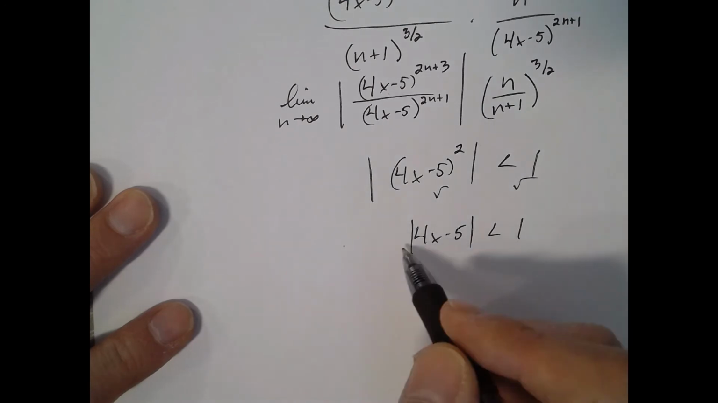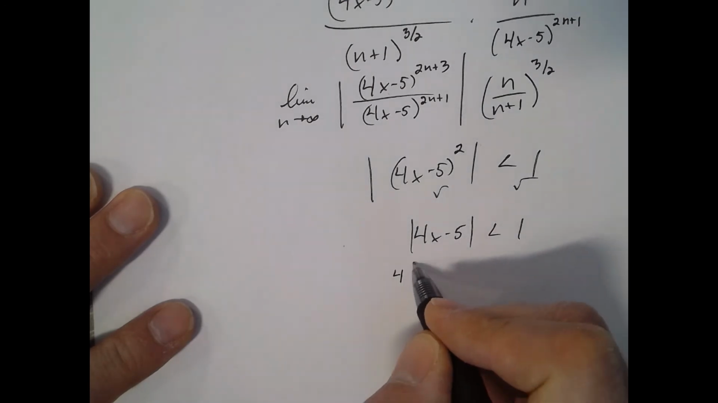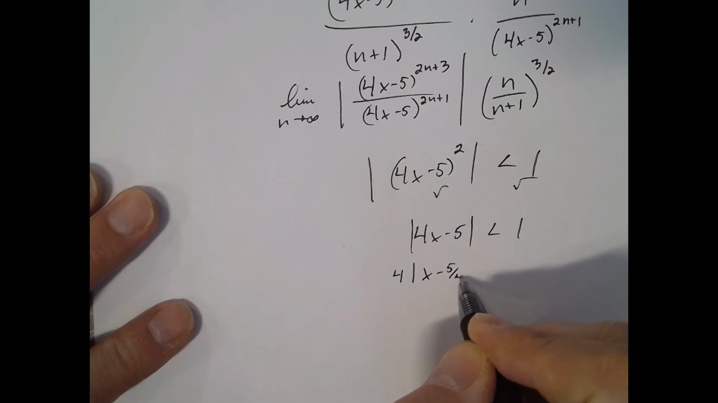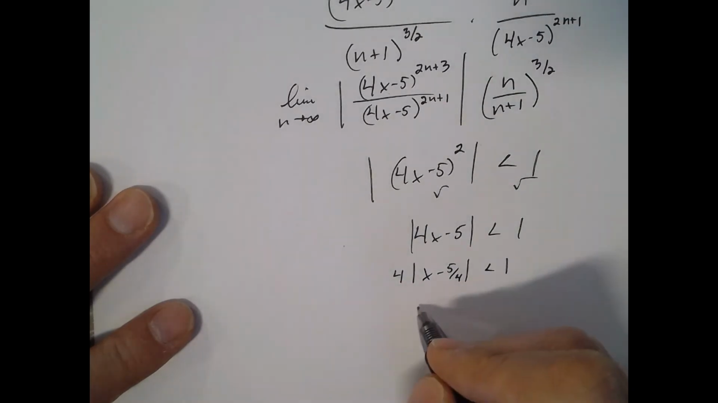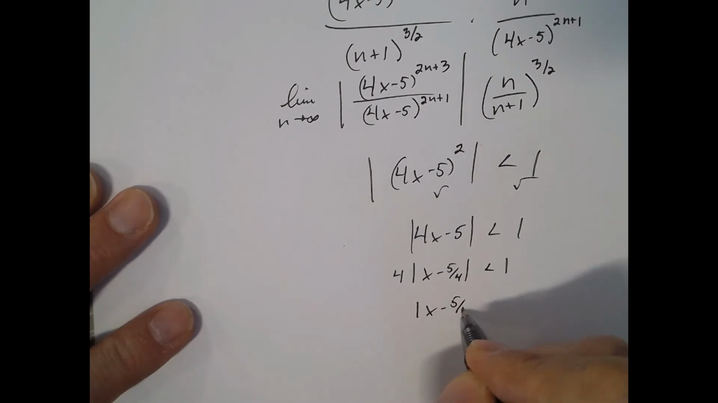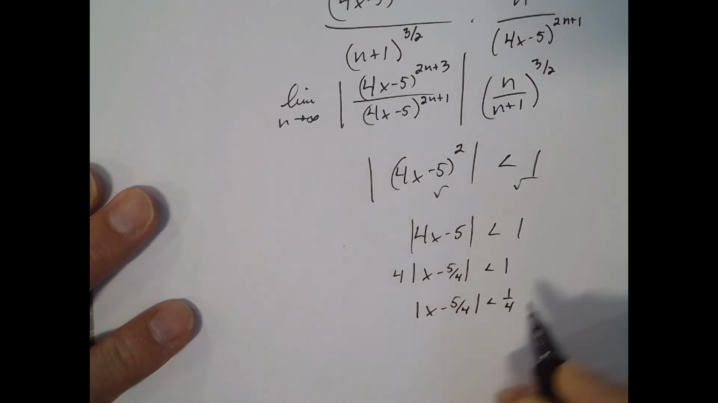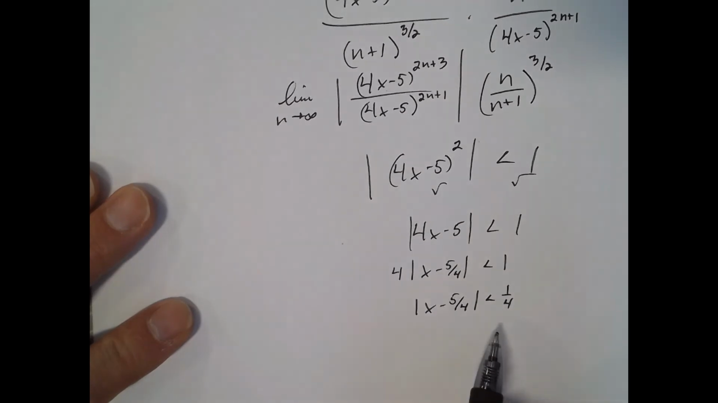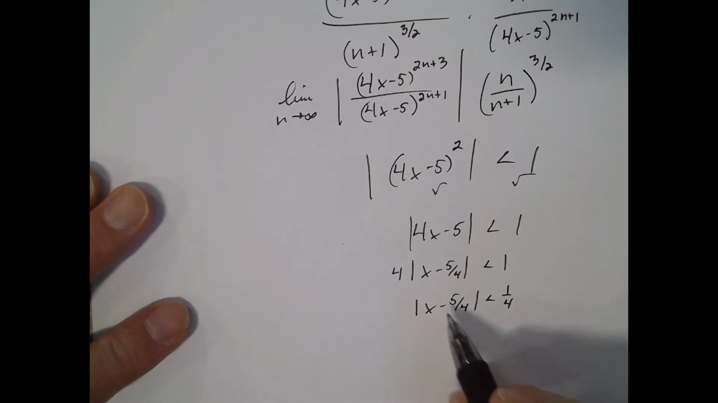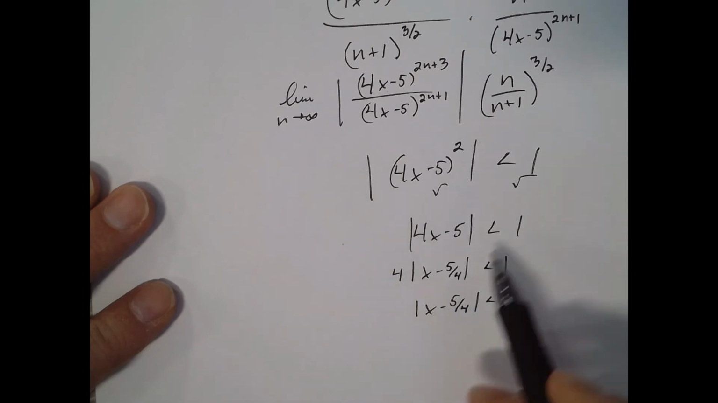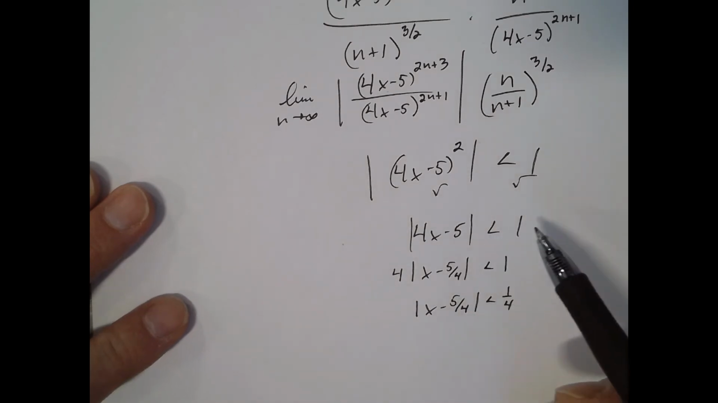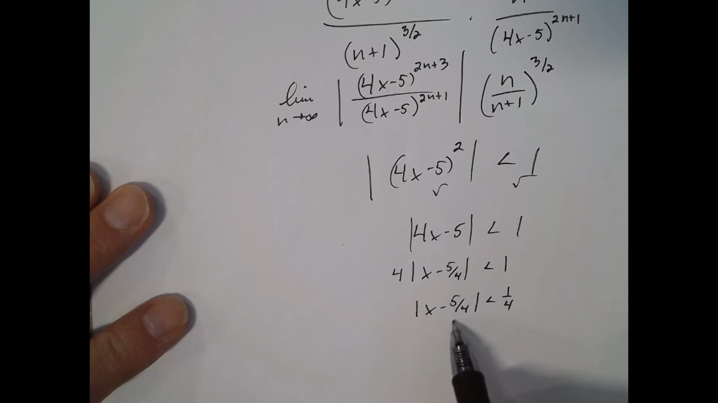I can pull out a 4 and then divide by 4. So now I can look at it, and the center is 5/4, the radius is 1/4. And if we're not sure, just based off of what we have here, we can always just solve any of these inequalities, or these absolute value inequalities. So let's just use this last one here.